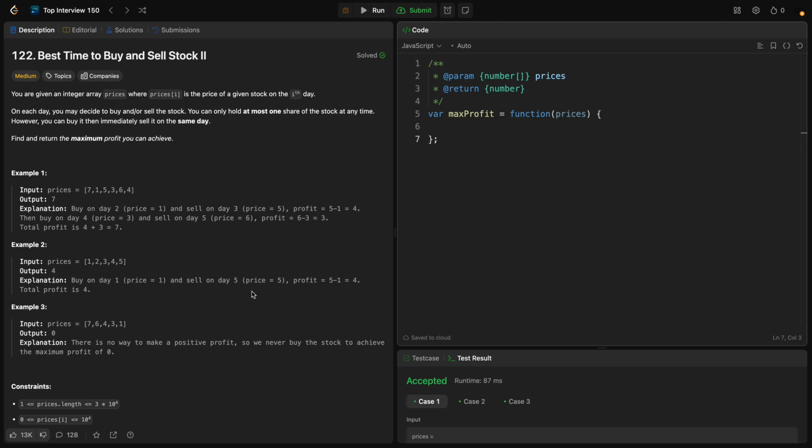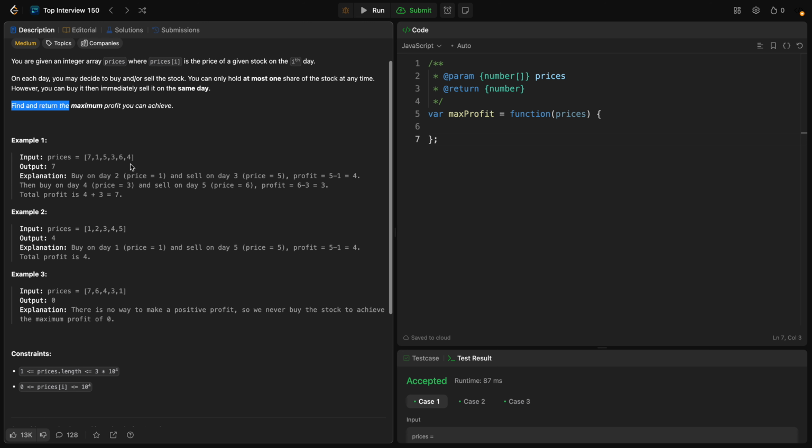Today we have problem 122, best time to buy and sell stock. You are given an integer array called prices, where prices[i] is the price of a given stock on the ith day. On each day, you may decide to buy and/or sell stock. You can only hold at most one share of the stock at any time. However, you can buy then immediately sell it on the same day. We want to find and return the maximum profit you can achieve.